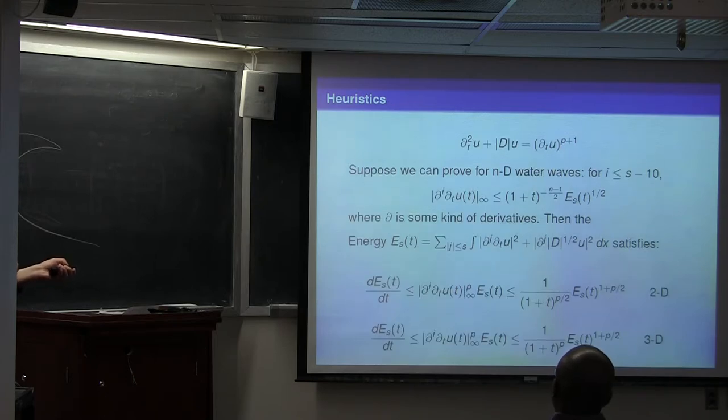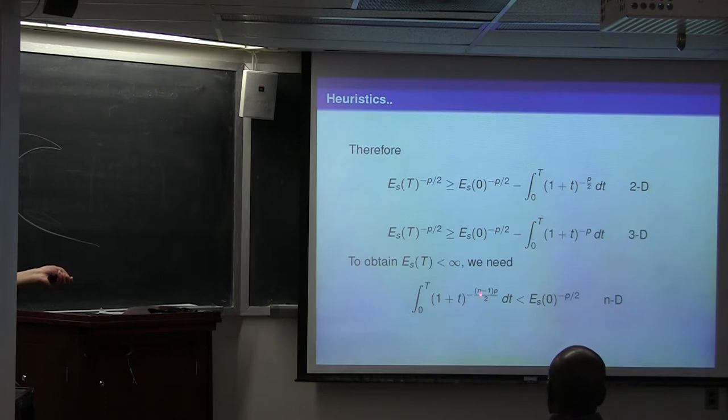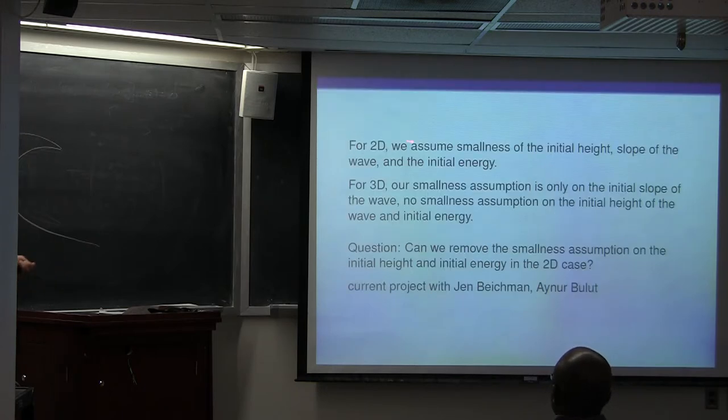If n is 2 and p is 2, you are integrating 1 over t, so you can go to exponential time. In 3D, if n is 3 and p is 1, you are integrating 1 over t, so you also go to exponential time. But with cubic nonlinearity, you are integrating 1 over 1 plus t squared, so definitely you get global existence. So in fact, we get better results for 3D than for 2D.